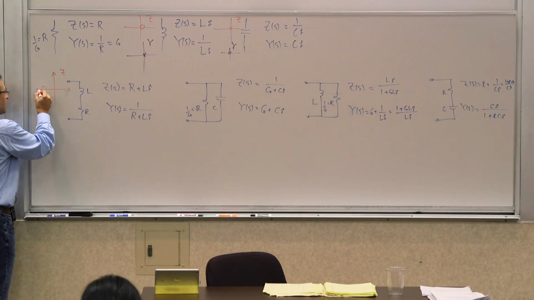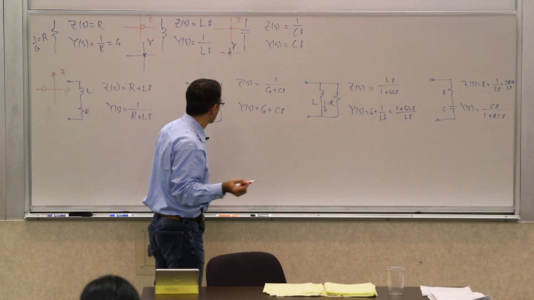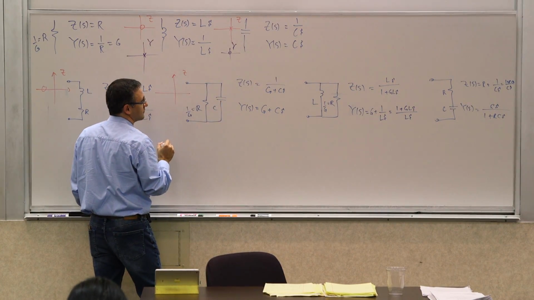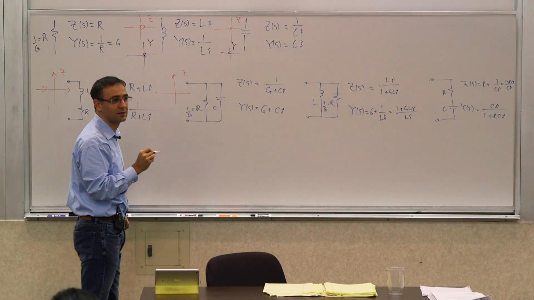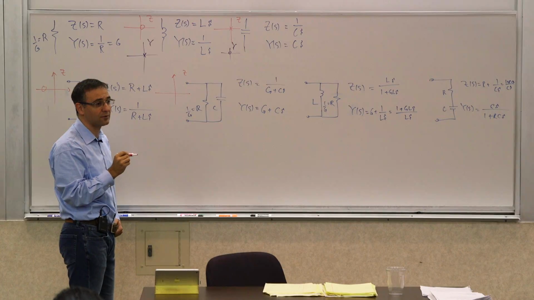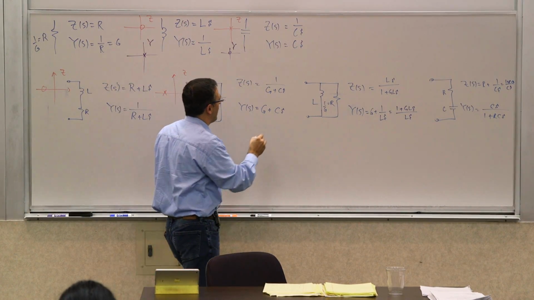Left half, because it's negative, right? Because they are both positive. So if you set this to 0. Now, how about this one? What do we have here? We have a pole, a left half plane pole.